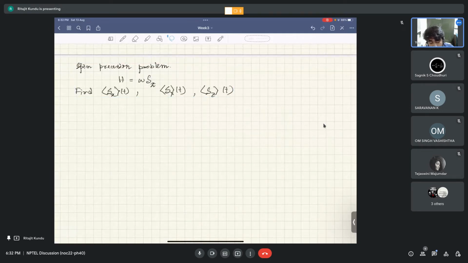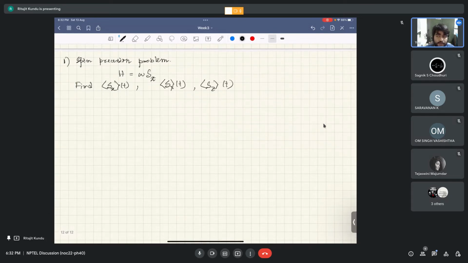Now, this is the problem of spin precession, which is historically very well developed: how the spin actually precesses. This is the precessing motion of spins. Let's say you are given a Hamiltonian like this: H is given by omega Sz. Now someone is asking you to calculate the time dependence of these expectation values. How do you go about it?